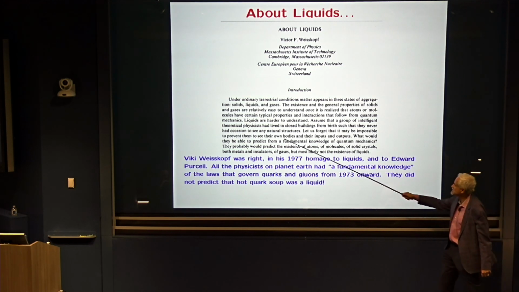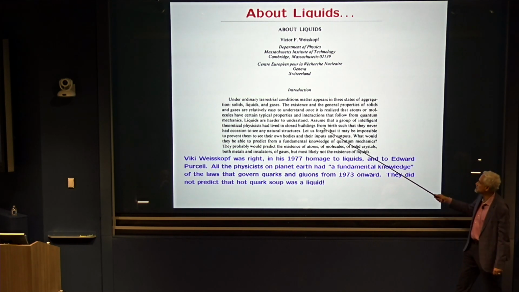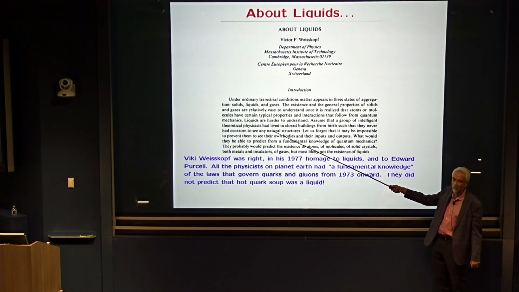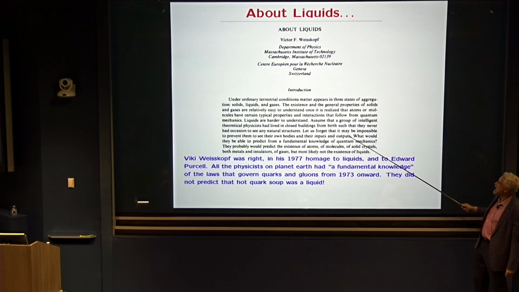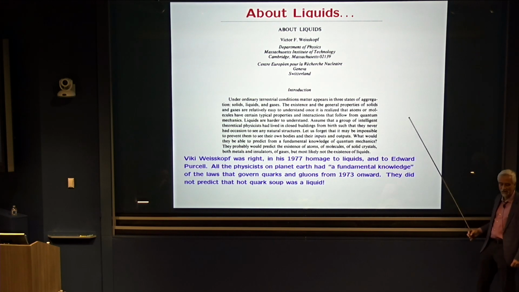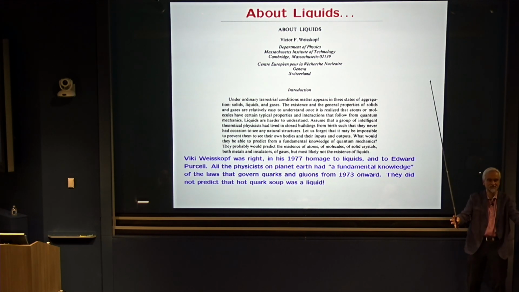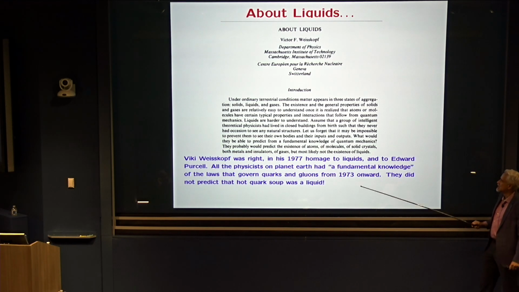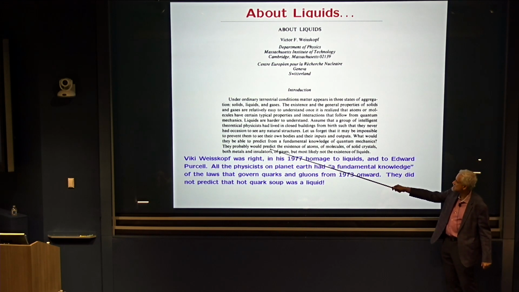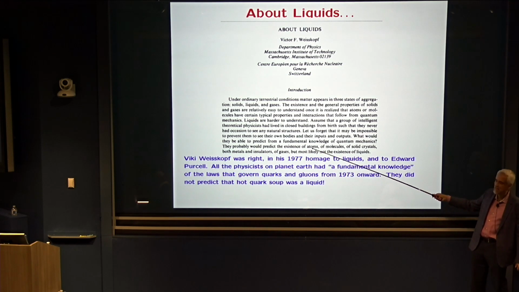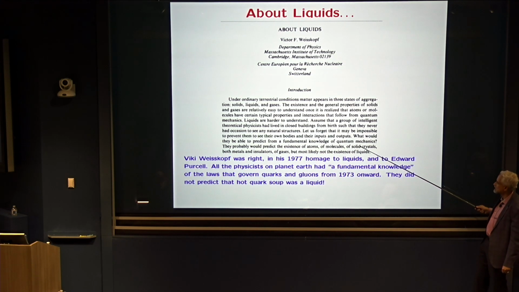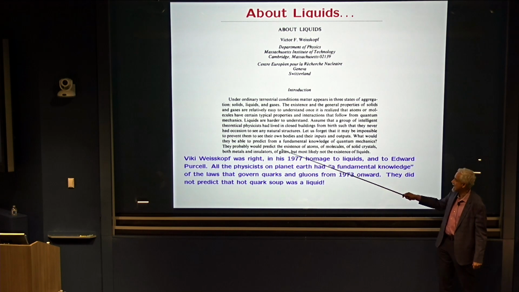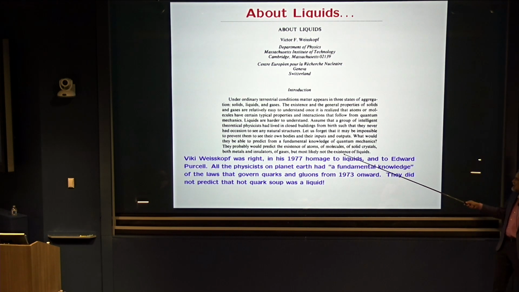Assume that a group of intelligent theoretical physicists had lived in closed buildings from birth such that they never saw the world. What would they be able to predict from a fundamental knowledge of quantum mechanics? So suppose you took theoretical physicists, gave them the laws of nature, locked them in a room, and said, what can you calculate? Here's what Vicky said. Those theoretical physicists would probably predict the existence of atoms, and of molecules, and of solids, and of metals, and of insulators, and of gases, but they would most likely not predict the existence of liquids.